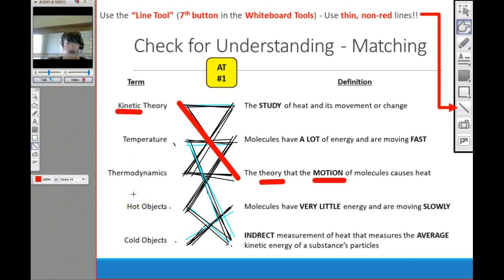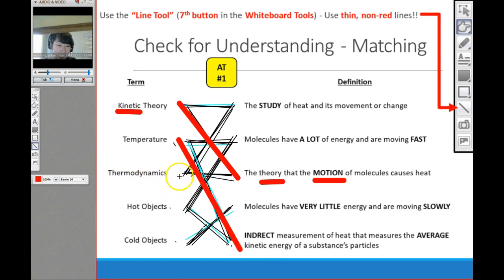Now, temperature. Temperature can be cold or hot, right? So this idea of molecules having a lot of energy and moving fast, that would be hot, right? So that wouldn't encompass all of temperature. Instead, what temperature is, again, is an indirect measurement of heat. It measures average kinetic energy, or in our case, the average amount of dogs in a population, right? That was our example. So temperature is an indirect measurement.